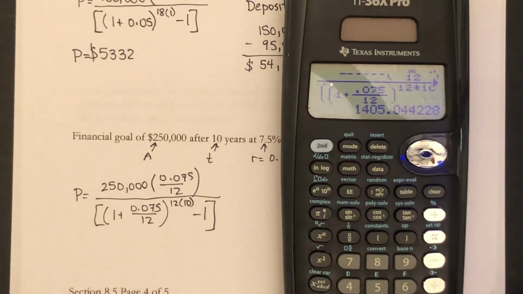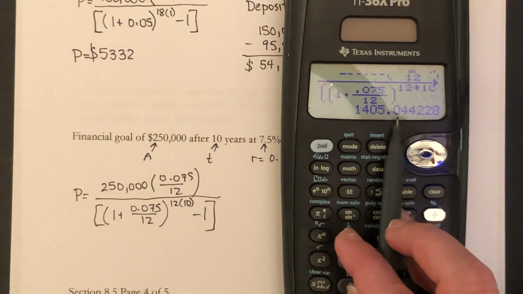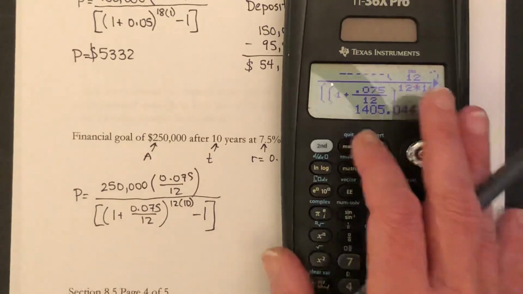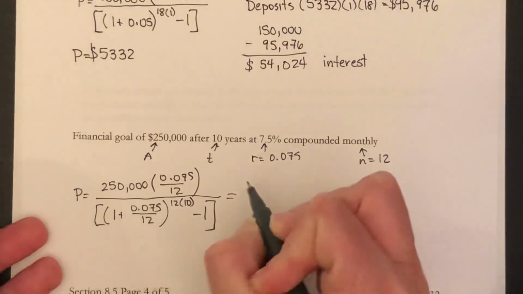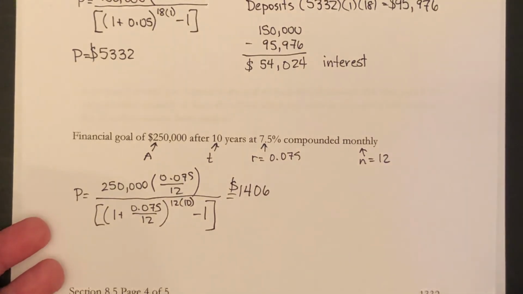Okay, good. So we get approximately, we're always supposed to round up, even though that's a 0, there's stuff after that decimal point, so we round up to 1406. So that's how much money we should invest every month.